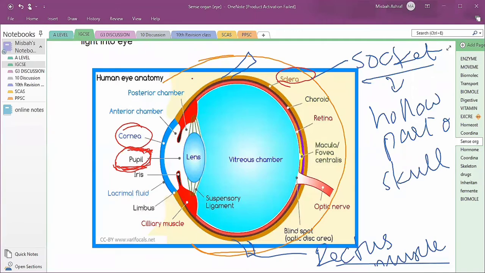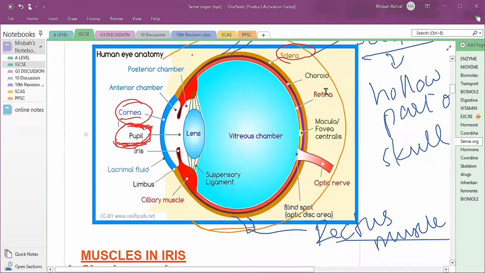This pupil allows light to pass through it, and it also helps in focusing the light onto the lens and then helps in forming the image. Okay, first light will pass through the cornea, and then through the pupil, and then through the lens. Before the iris, this cornea bends and it forms the ciliary body.